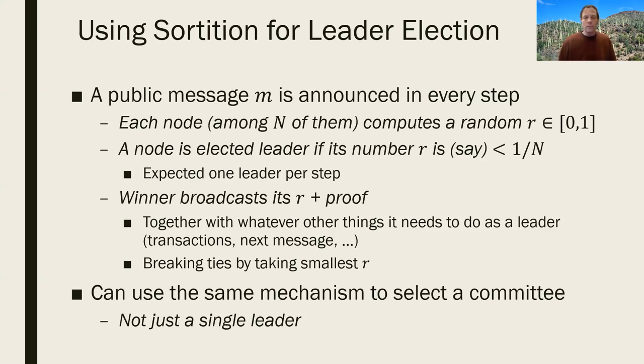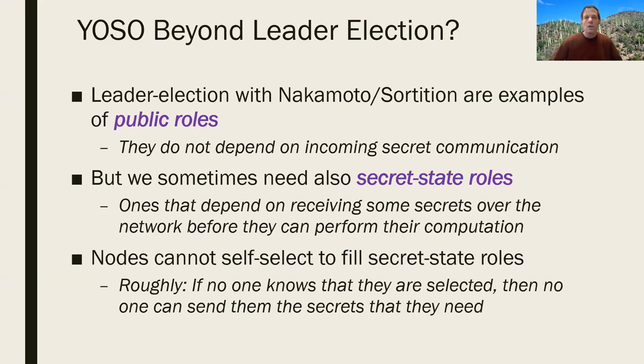As before, together with this proof that I'm a leader, I'm also going to broadcast all the other things that I needed to do, like transactions, the message that's going to be used in the next phase, et cetera. And again, if there is more than one leader, I can break ties. For example, I can take the smallest R as my mechanism for breaking ties. As before, we can use the same mechanism to select a committee, not just a single leader, by just changing the threshold. If the threshold is C/n instead of 1/n, then I expect to have C members of the committee in every step. So this is a way to choose leaders. You can do it either with puzzles or with sortitions.